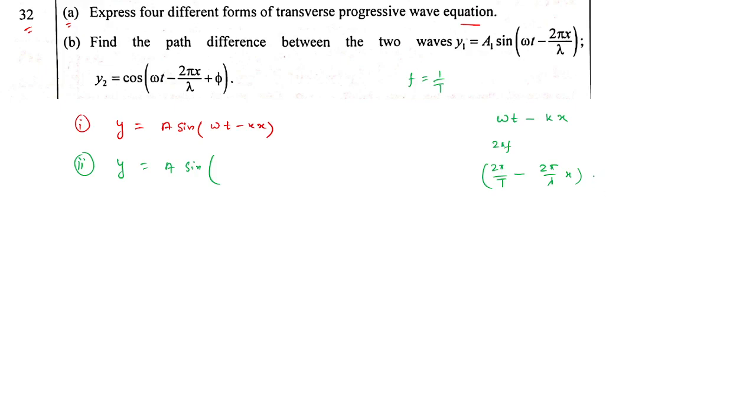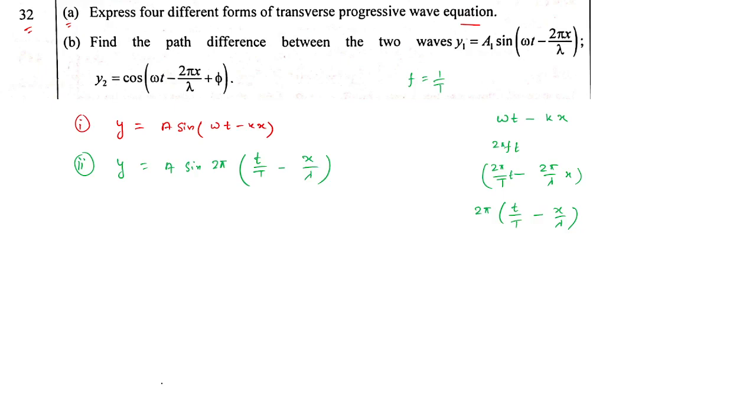Okay, so if we take 2π common, then we will have t/T − x/λ, correct? So another form is here: y = a sin 2π(t/T − x/λ).